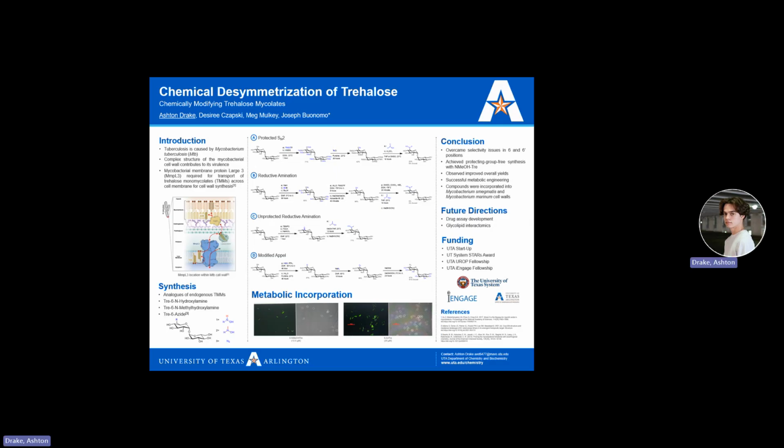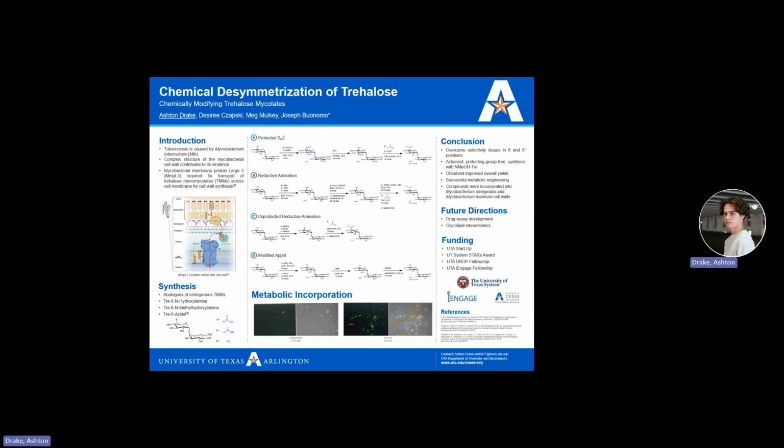This pathway is a target for us because if we can fully understand how MTB builds its resilient cell wall, we can then begin to develop better or even improve existing therapies in treating TB. In order to map out the pathway, we need to modify a known substrate of MMPL3, which is trehalose.